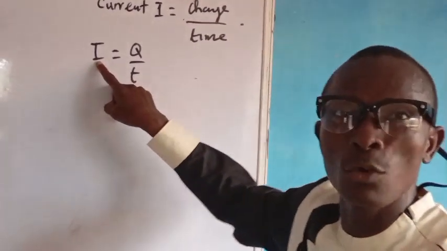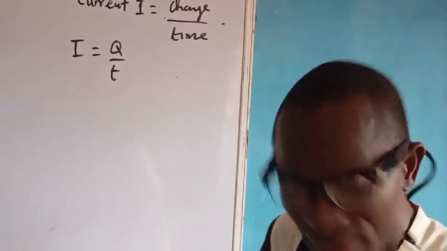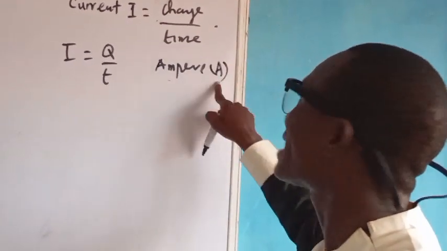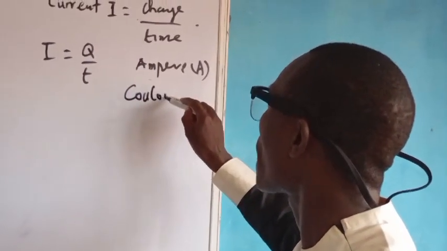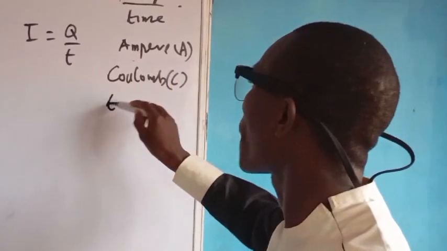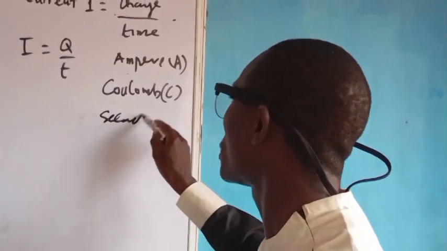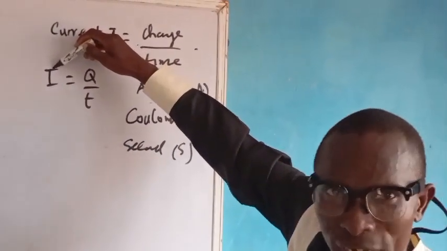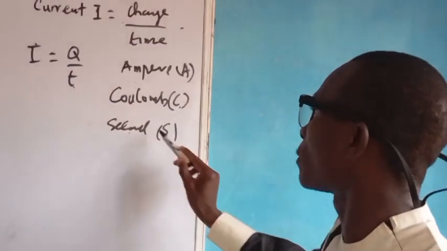Now I want you to know that current is measured in ampere. Ampere, A, is the SI unit of electric current. Charge is measured in coulomb, C. The unit of time, t, is second, s. So A is ampere for the unit of current, Q is in coulomb, C, while t is in second, s.